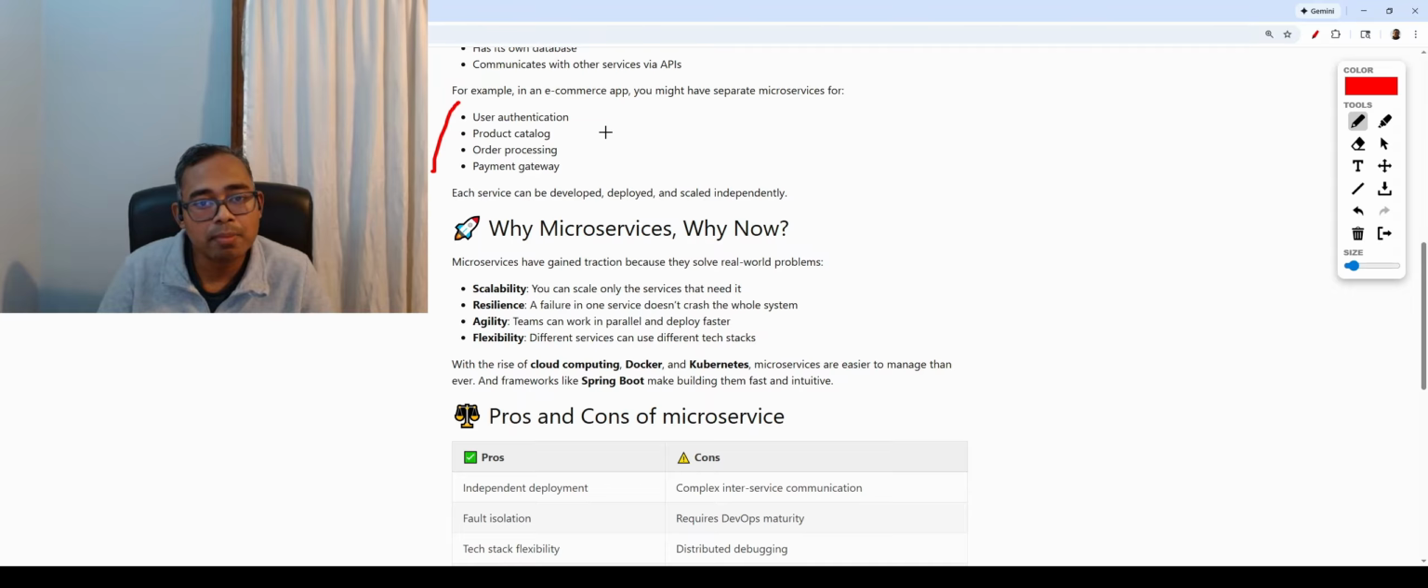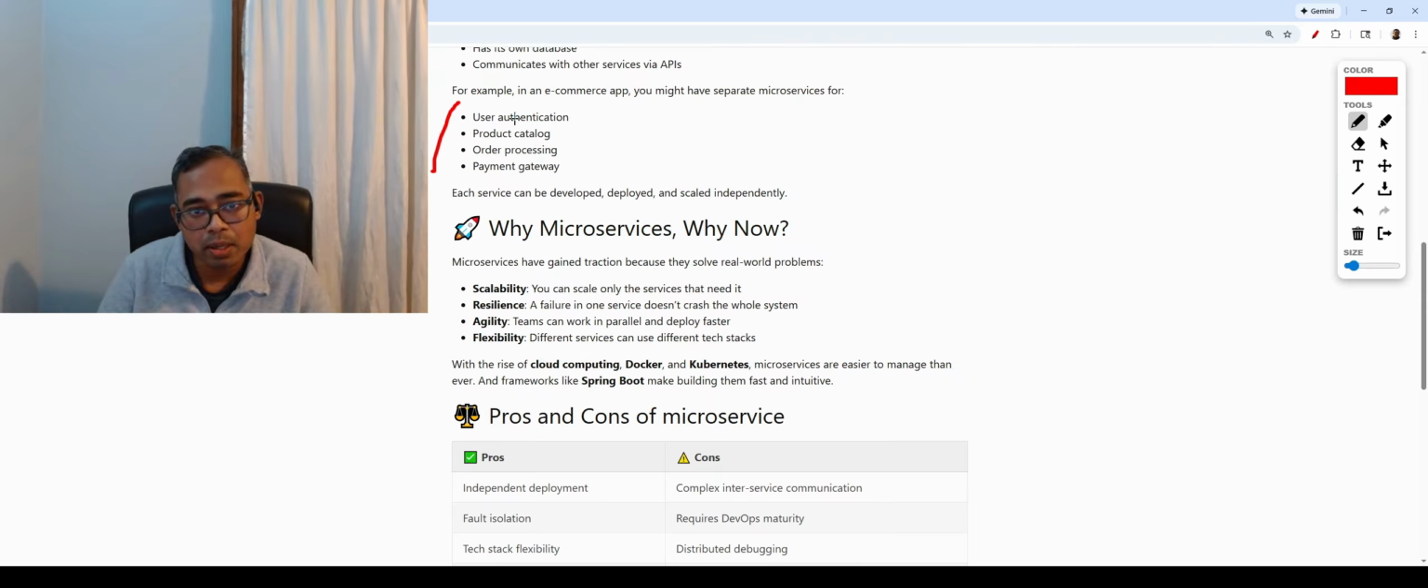So one service will not break all the services. Say there is a service for messaging. If the messaging fails, this will not fail. You can independently fix that one and redeploy it. Agility: teams can work in parallel and deploy faster. And flexibility: different services can use different tech stacks. So that's one important feature in microservices.